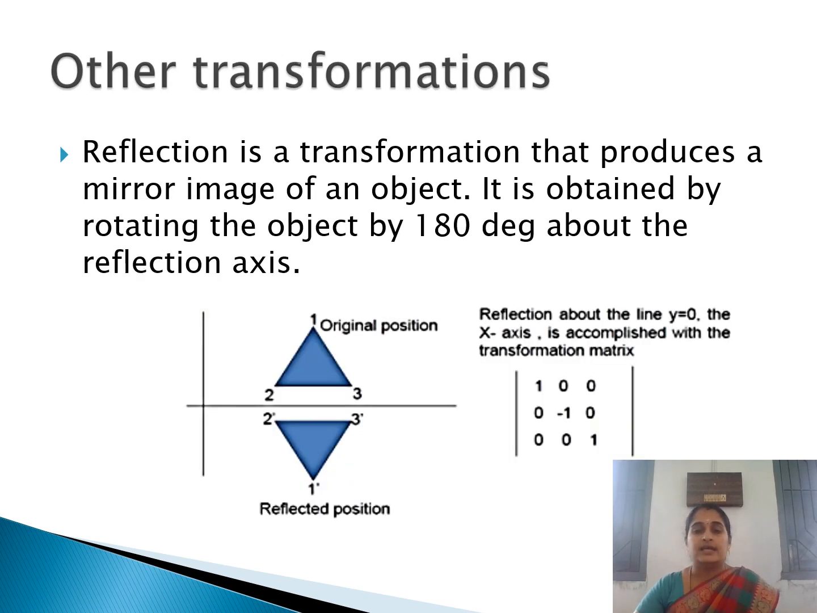Other transformations. There are two more transformations called reflection and shear. Reflection is the transformation that produces the mirror image of an object, obtained by rotating the object by 180 degrees about the x-axis or y-axis or xy axis. This diagram shows the reflection in the x-axis. The matrix representation has 1 for x and -1 for y, and the last row is for homogeneous coordinates. In the diagram, the original position is 1, 2, 3 and the reflected position shows 1 dash, 2 dash, 3 dash. This is reflection about the x-axis.